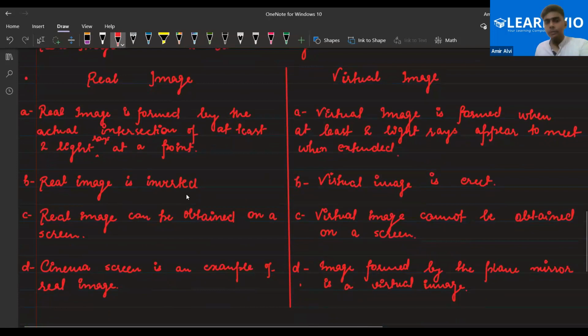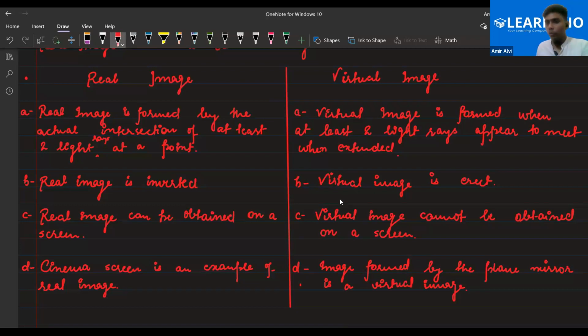Second, a real image is inverted. Real image is inverted means that suppose the object is like this, so the real image will always be like this. Suppose I'm sitting right in front of you, and a real image of me is formed, it will be inverted. My head will be downwards and my chest will be upwards. Right, everyone? So this is what inverted would be. Clear, all of you?